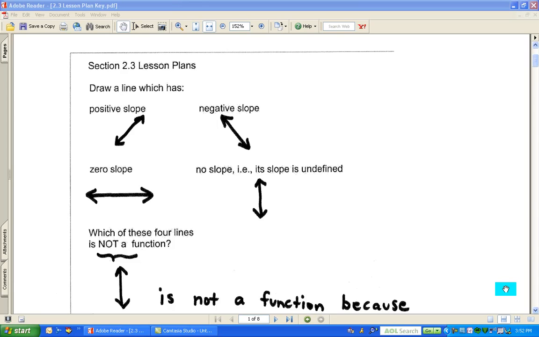Okay, ladies and gentlemen, what we're doing here, we're looking at the section 2.3 lesson plans for Math 1033. The main concept in this section involves slope. And basically when you're thinking about the slope of a line, you're measuring its degree of tilt. That's a very good gut level way of thinking about what slope is.